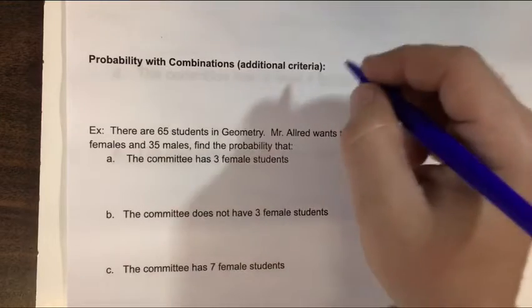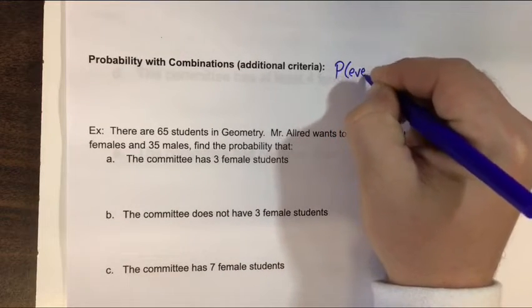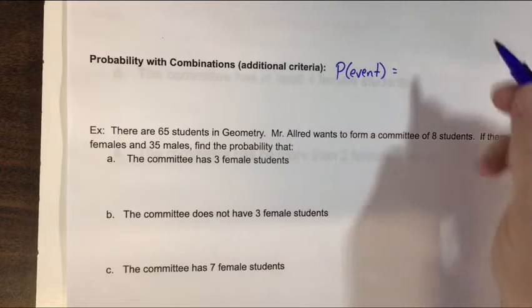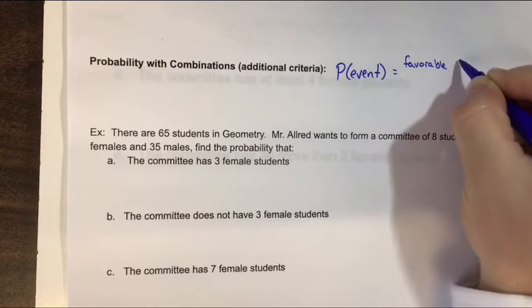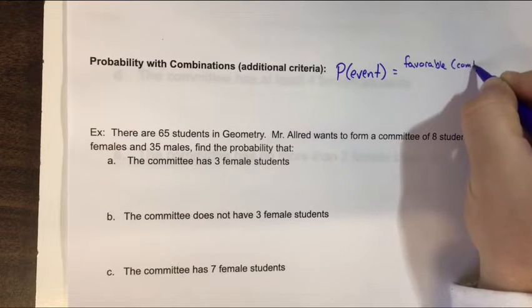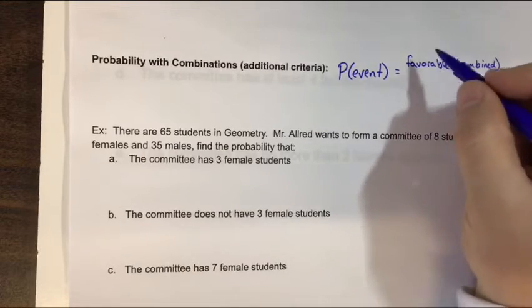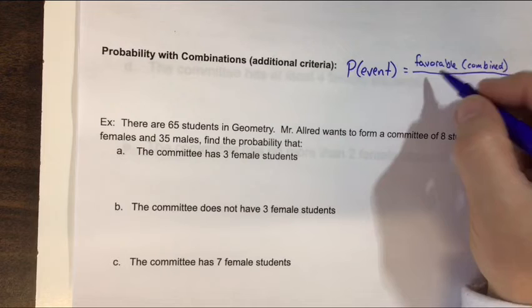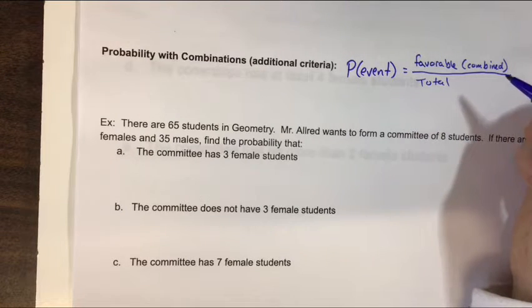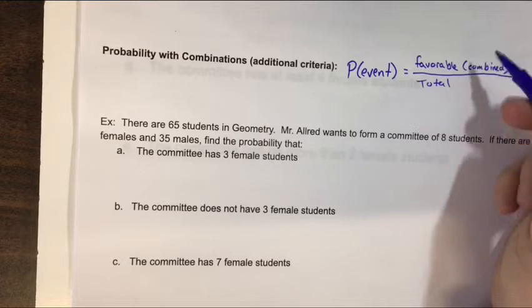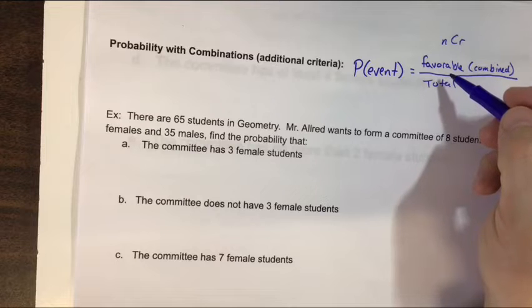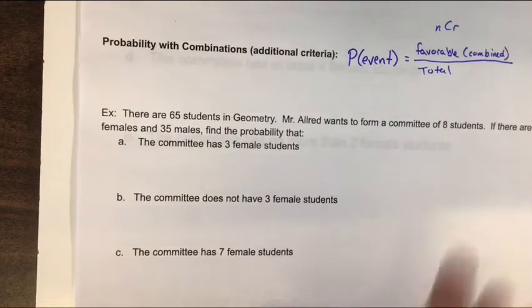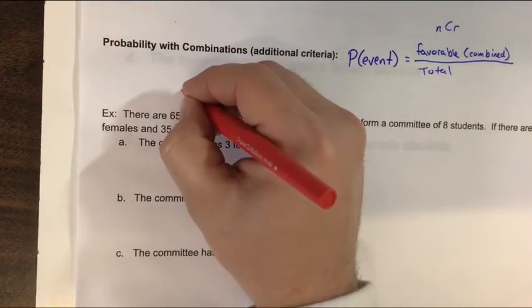I want you to remember that the probability of some event happening is your favorable outcomes, okay, or your favorable combined outcomes, out of or divided by the total possible outcomes. All right, and so these are going to be combinations in all of this fraction, and so we're going to definitely require our calculators to do a lot of this work.